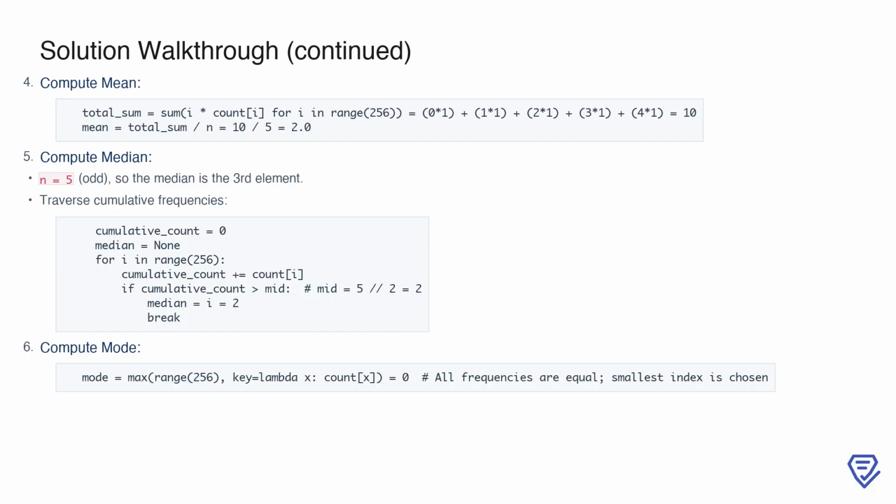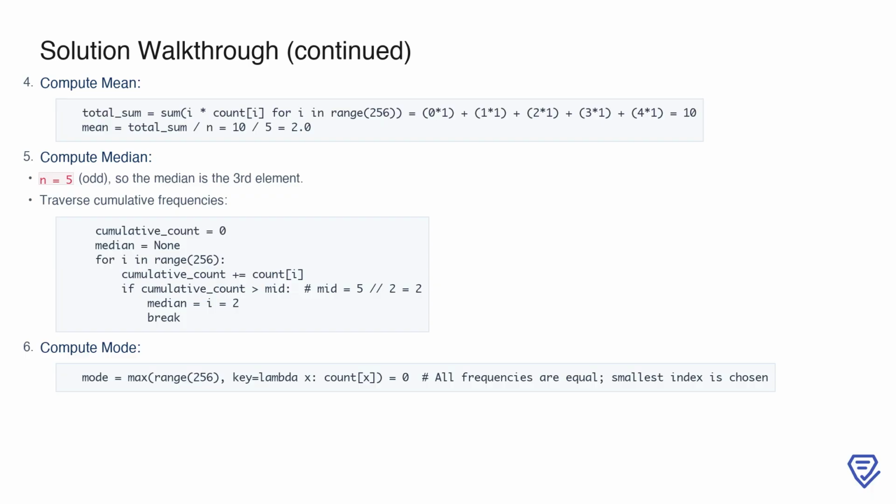These values represent the range of the dataset. Next, we calculate the mean by taking the weighted sum of all indices and dividing by the total number of elements. For this input, the total sum is 10, resulting in a mean of 2.0. To find the median, we note that n is odd, so the median corresponds to the third element. As we traverse the cumulative frequencies, we identify the index where the cumulative count exceeds the midpoint, which is 2. Thus, the median is also 2.